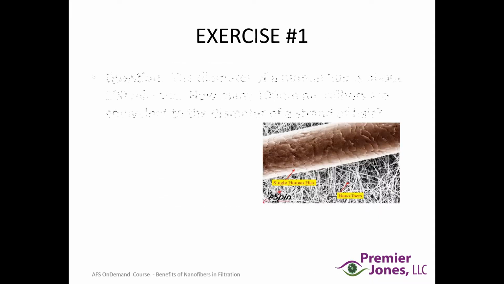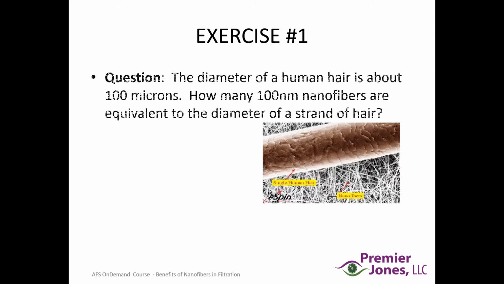Now it is time to test your understanding. Please answer the following question. The diameter of a human hair is about 100 microns. How many 100 nanometer fibers are equivalent to the diameter of a strand of human hair?